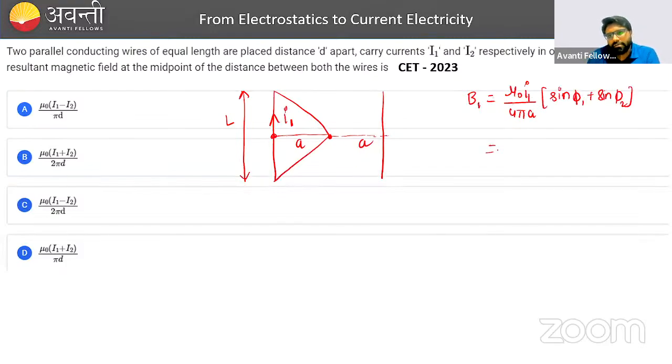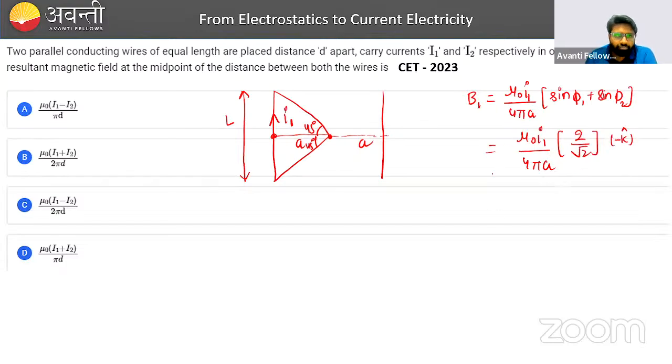plus sin phi 2. You will put it at 45 degree because it is at the midpoint and the wire is of equal length. So it is sin 45 plus sin 45, which is 1 by root 2 plus 1 by root 2, which becomes 2 by root 2. Mu naught I1 upon 4 pi A into 2 by root 2 into minus k cap. But the direction is inward.